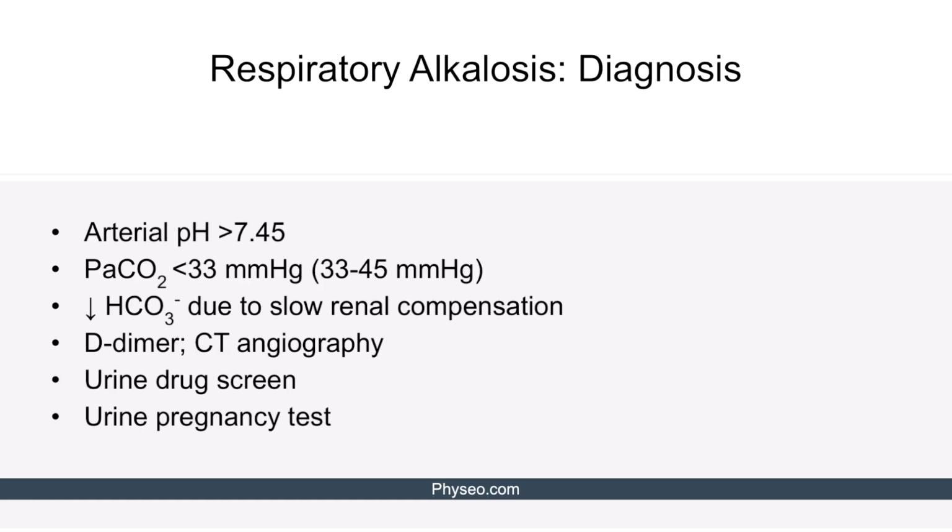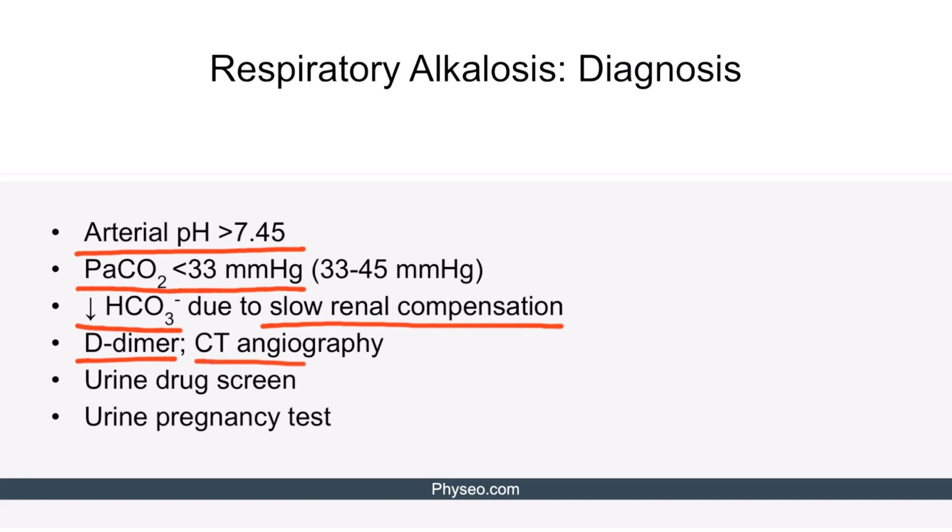Let's talk about the arterial blood gas findings in respiratory alkalosis. Arterial pH is more than 7.45, and partial pressure of carbon dioxide is less than 33. Serum bicarbonate levels are decreased due to a slow decline in renal bicarbonate reabsorption.